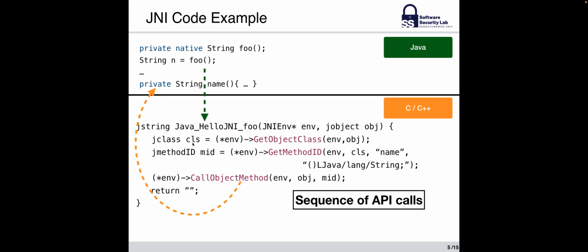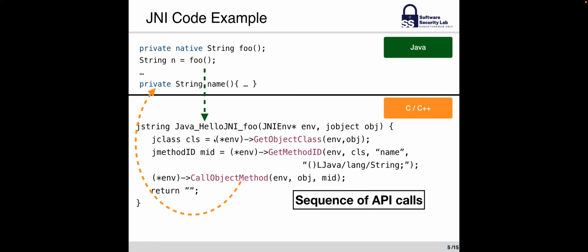You receive the Java class by calling this getObjectClass, and then by using this Java class, you pass it as the second argument to getMethodID. So by calling getMethodID with the Java class that you received here, and by giving a function name and the return type of the function, you can obtain the Java method ID. So after this line, you receive the method ID of these functions.